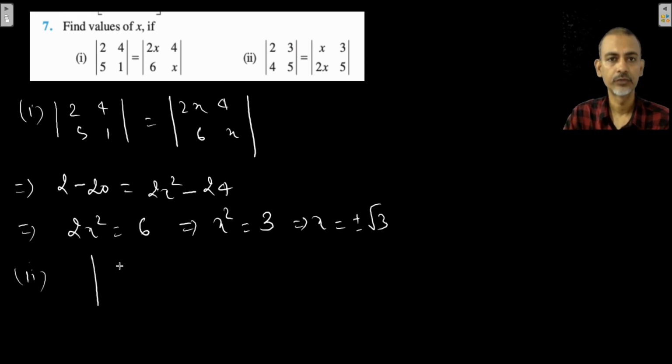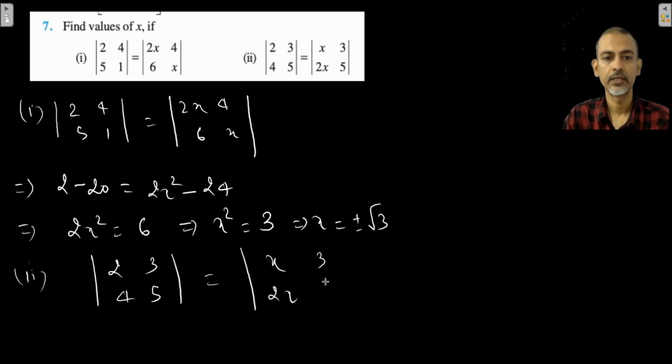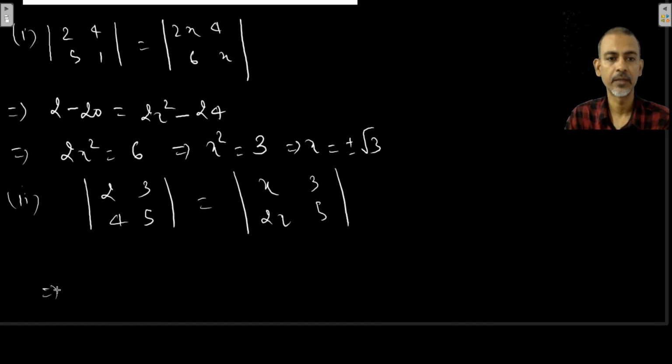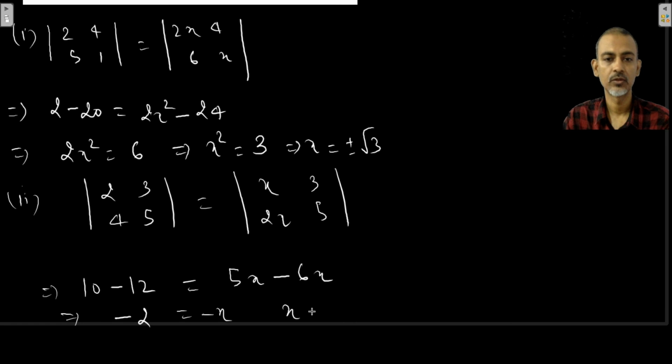Okay, we have 2, 3, 4, 5, and this is equal to x, 2x, 3 and 5. Alright, so again evaluate this determinant separately. So 5 into 2 minus 4 into 3 is going to be minus 2. Here 5 into x is 5x, 3 into 2x is going to be 6x, right? So this is going to be minus x. So this is going to be x equals 2. Alright, so this is our second one.